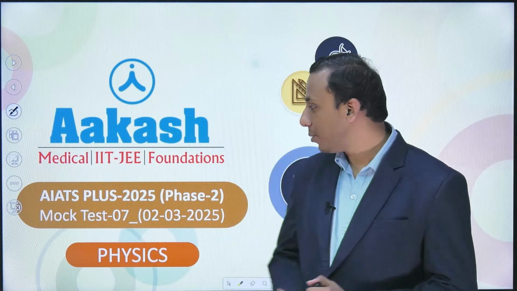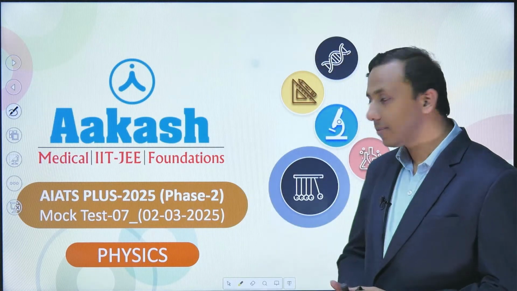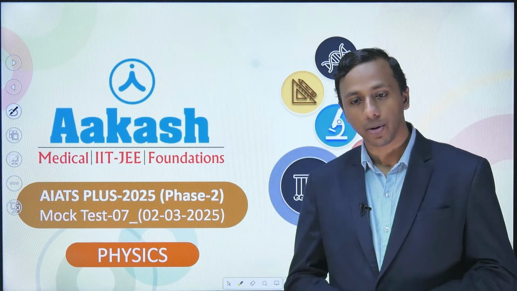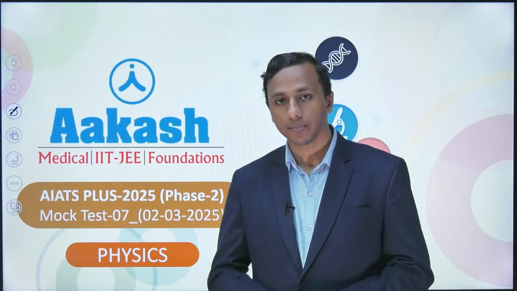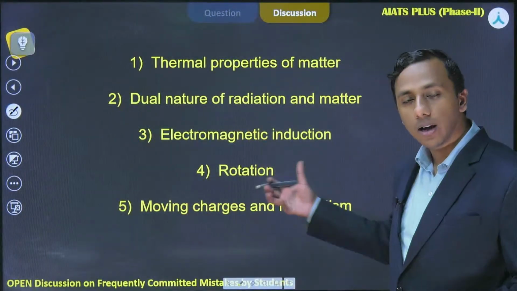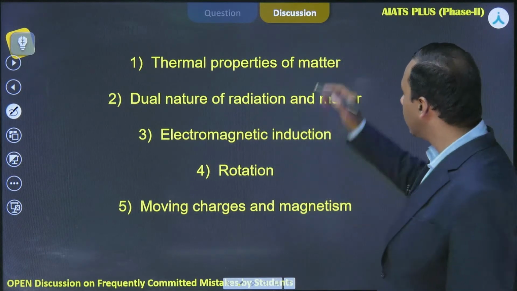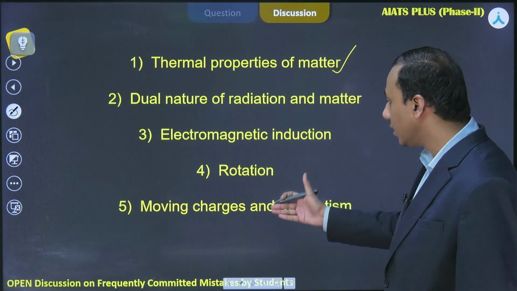So we are going to continue our discussion of AIATS plus phase 2 of the test, mock test 7 that was conducted on 2nd of March 2025. All right, and we are going to continue from where we left off last week, okay, with a different list of topics before us. So as you can see, thermal properties of matter, dual nature, EMI, and moving charges.